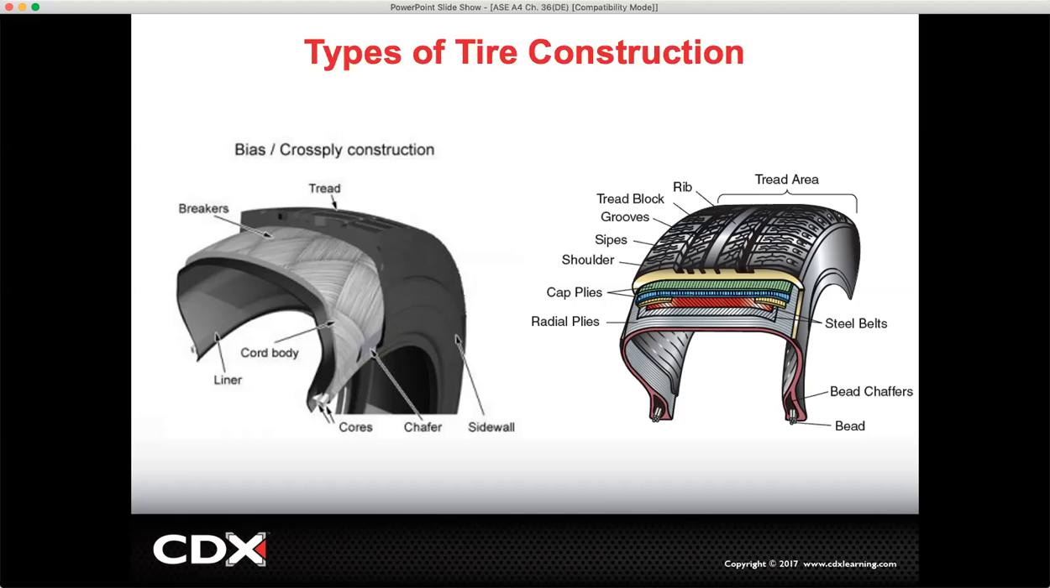Then we have the radial tires. Body ply cords are laid across the tread, extending from bead to bead, and the cords end up parallel to each other at approximately 90 degrees to the center line of the tread. They're extremely durable and maintain good traction. Flexible sidewalls because of their construction as well. They also tend to run cooler than a comparable bias ply tire when properly inflated.